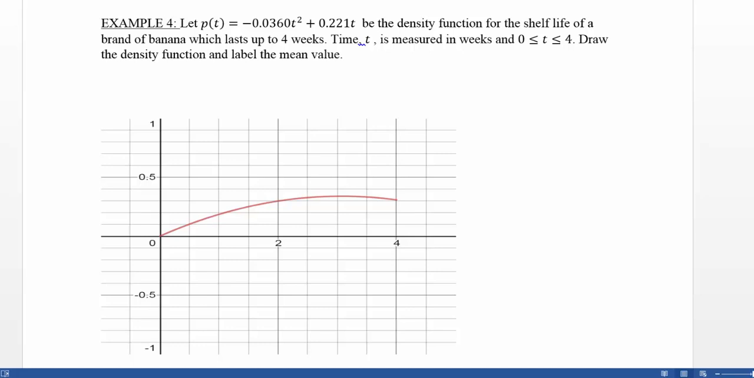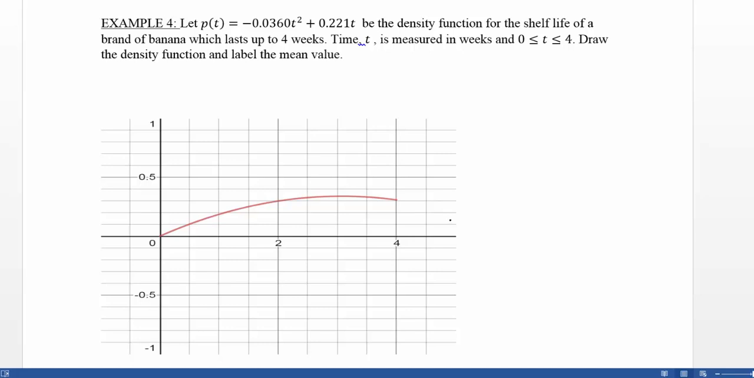Example 4. Let P of t equal negative 0.0360 t squared plus 0.221 t be the density function for the shelf life of a brand of banana which lasts up to 4 weeks. Time t is measured in weeks, and t can take on values between 0 and 4. We want to draw the density function and label the mean value.